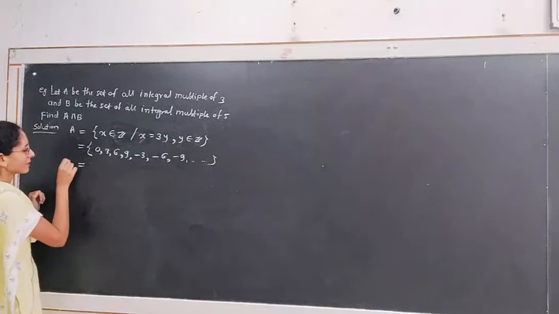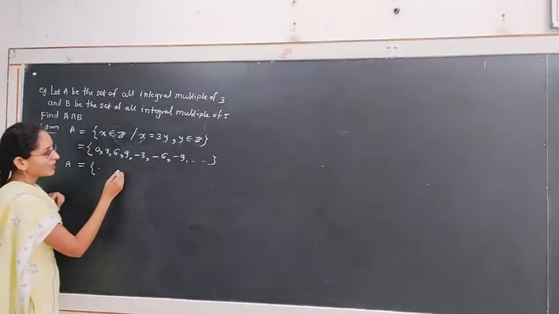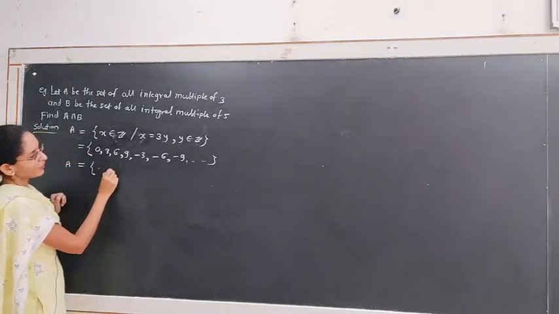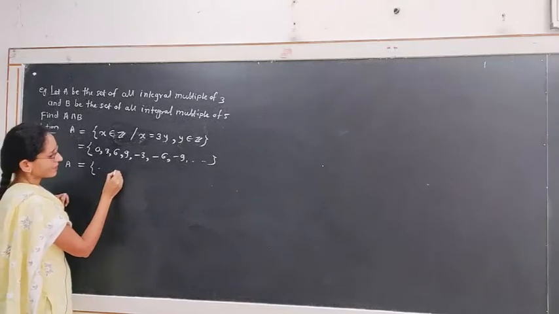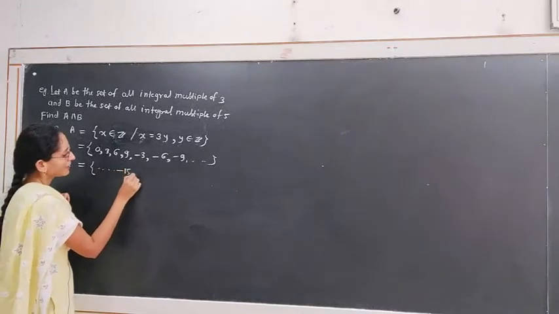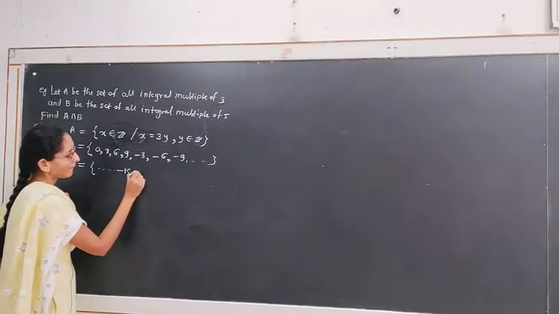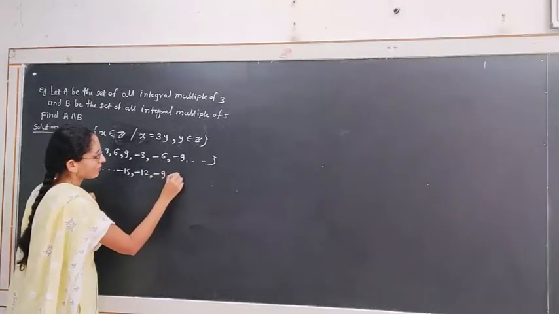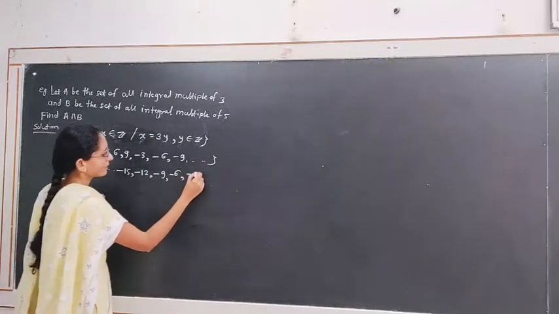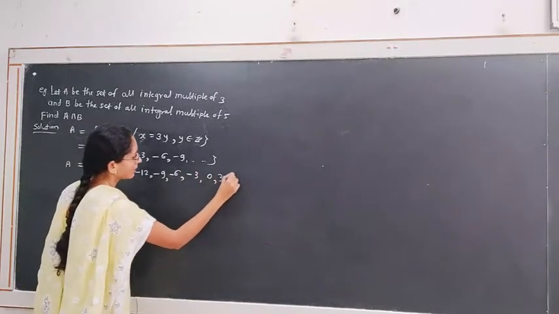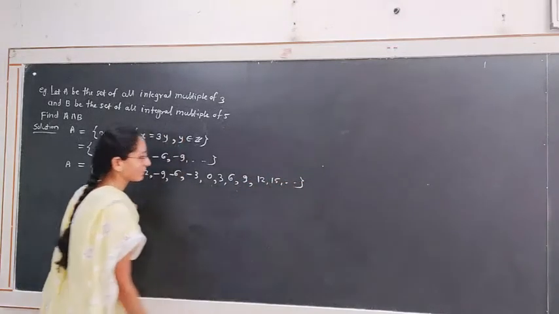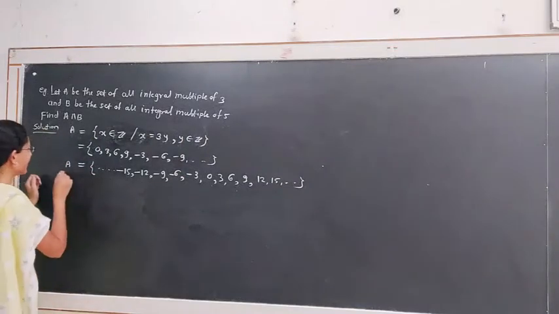Means A set is given by all negative integers that are multiples of 3, that is minus 15 is a multiple of 3, then minus 12, then minus 9, minus 6, minus 3, 0, 3, 6, 9, 12, 15 and so on. This is what the set A is. Now we write set B.